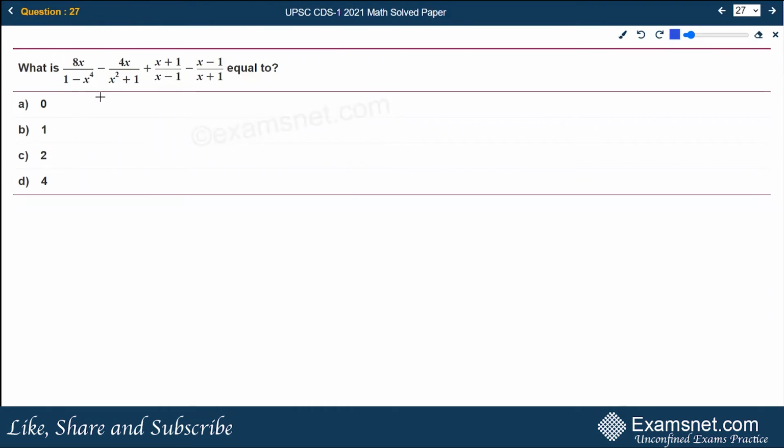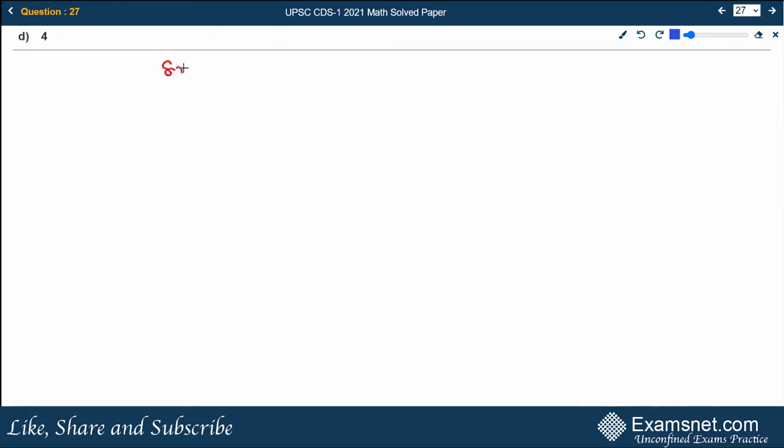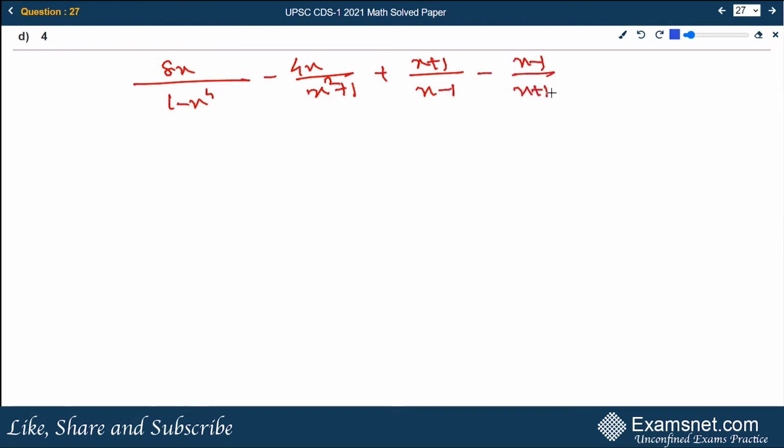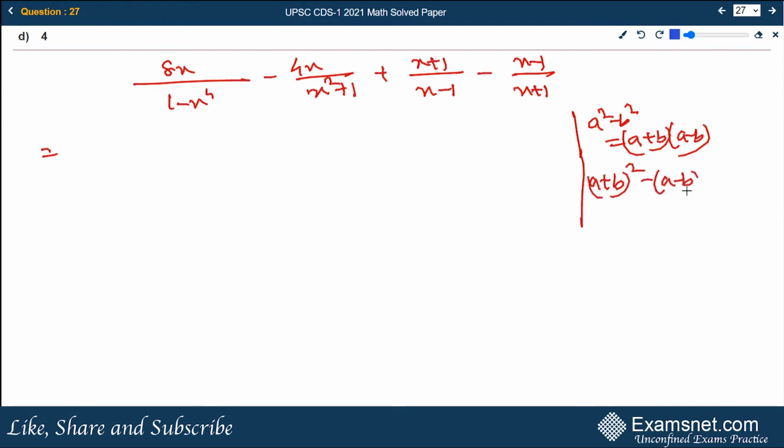In question number 27, we are given an expression. We have to simplify it and find its value. So let me first write the expression: 8x by 1 minus x to the power 4, minus 4x by x square plus 1, plus x by x minus 1, minus x minus 1 by x plus 1. Here we are going to use a few formulas, like first of all, a square minus b square is a plus b, a minus b. Also a plus b whole square minus a minus b whole square is 4ab.